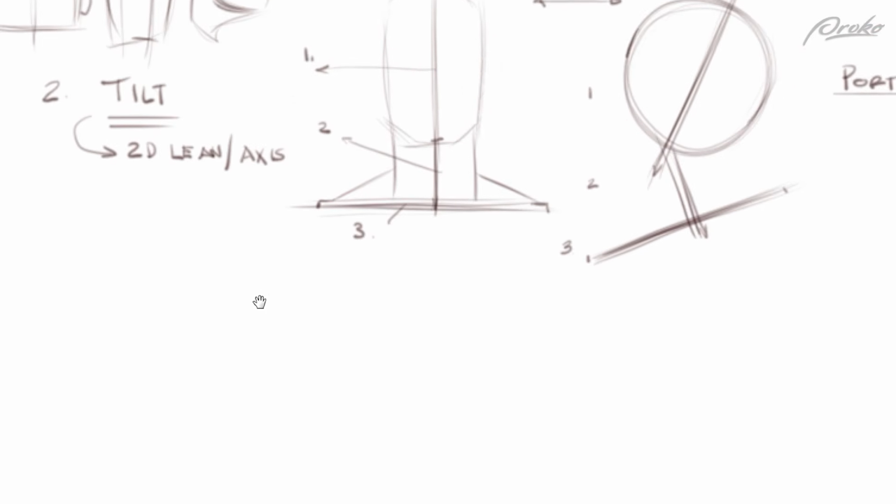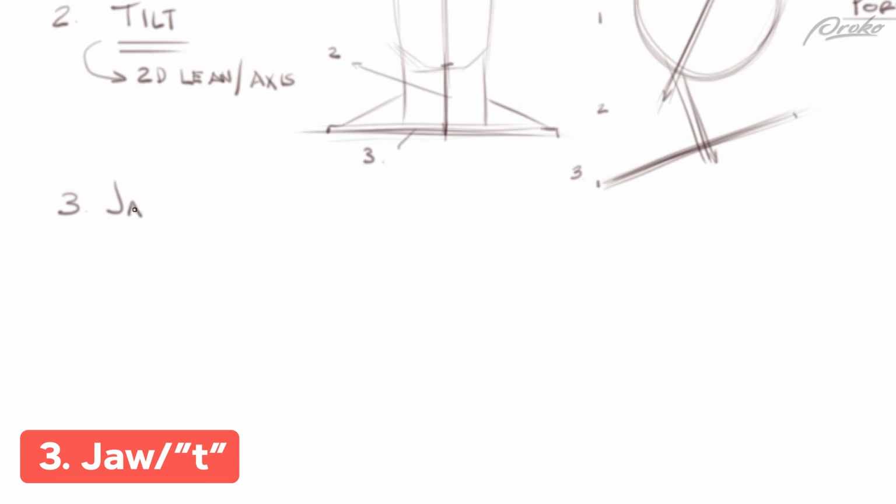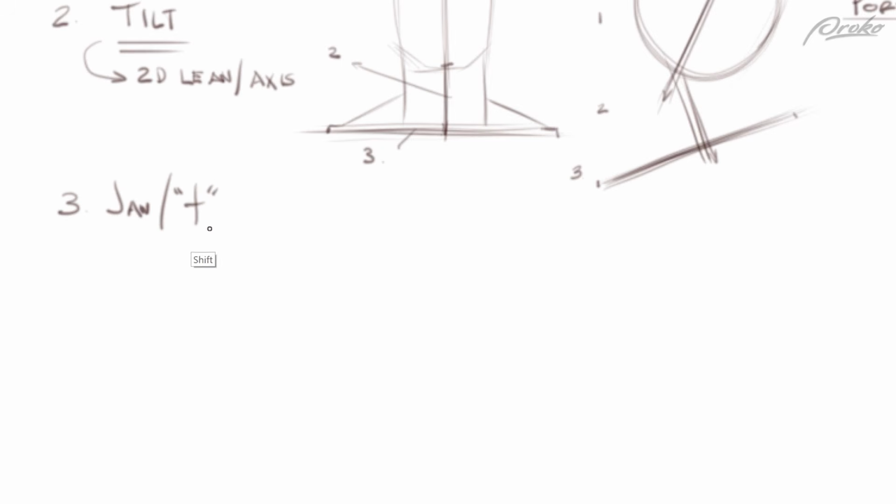Okay, so that's done. Step 3. I'll start to introduce the jaw. So in this stage, we're going to put in a jaw. And then I'm also going to begin to reference what I'll call a T or a cross. I'll use those interchangeably.